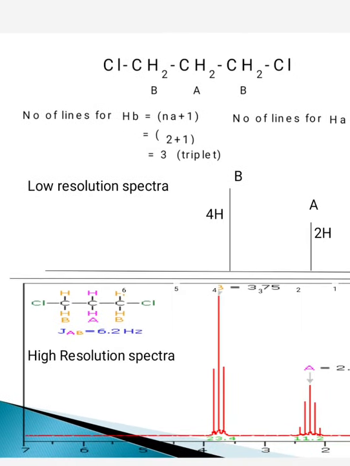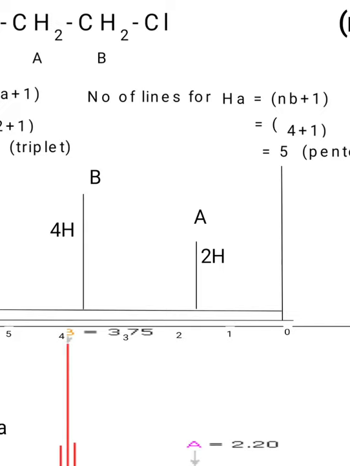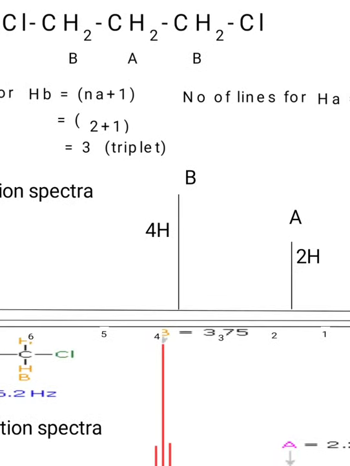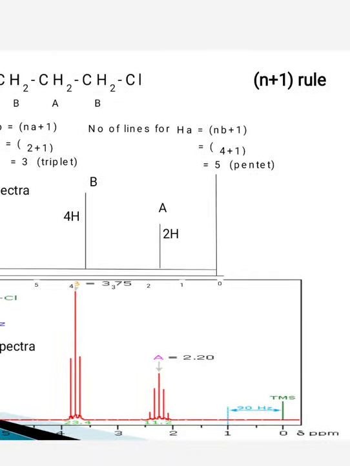Now see the number of lines for the HB set. HB set equals Na plus 1. Na means the number of A set protons. 2 plus 1, we get a triplet for HB. The number of lines for the HA set of protons equals Nb plus 1. The total number of Nb protons is 4, see here, 2 plus 2. So 4 plus 1, we get a pentet for the HA set of protons.